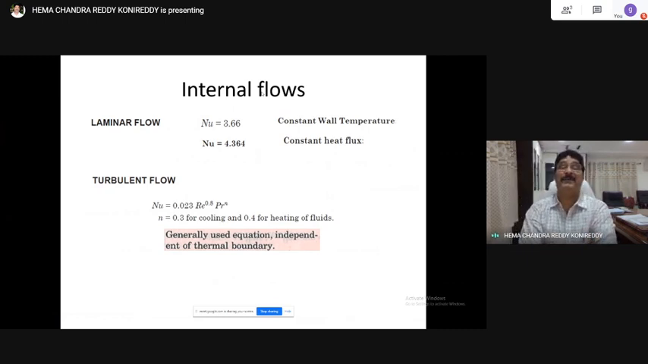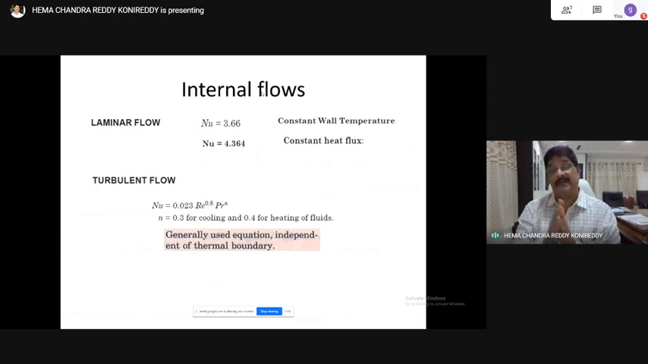Straight away Nusselt's number takes a constant value: 3.66 for constant wall temperature, 4.36 for the case of constant heat flux. And there comes a very popular equation. Most of the fluid flows through tubes. They are all turbulent in nature, even for the smallest velocities of the fluid flow.